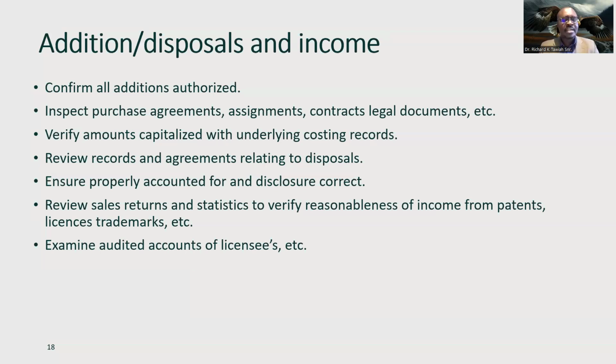Now, if we buy new assets, check the purchase agreements. If these are leased assets, check the lease contract agreement, okay? Have these been capitalized? Check how much was capitalized. What about disposal? Review the authorization for disposing it. Ensure properly accounted for and disclosure is correct.